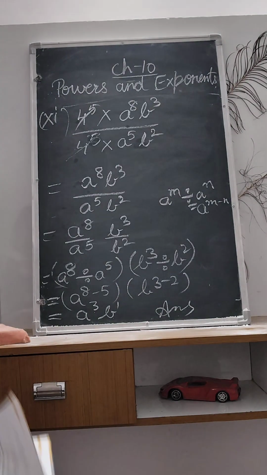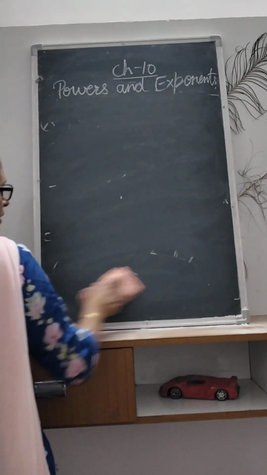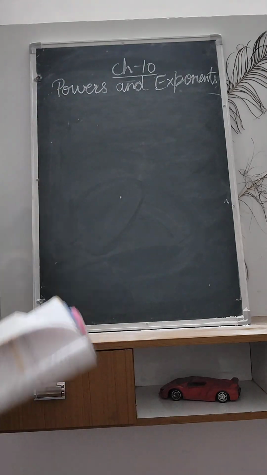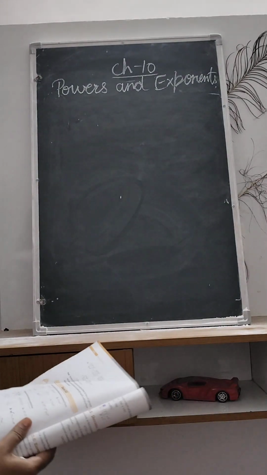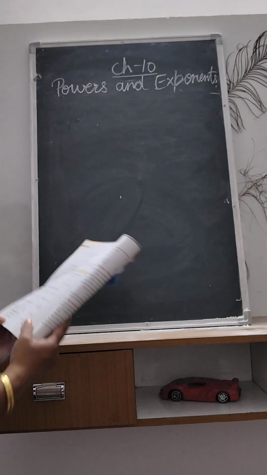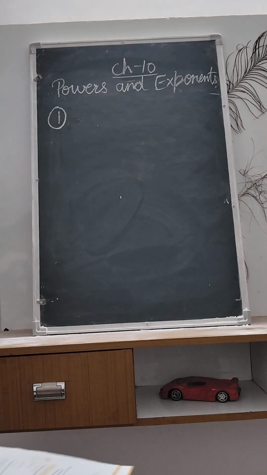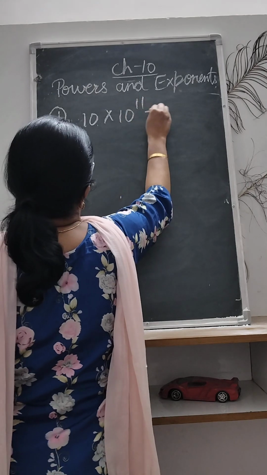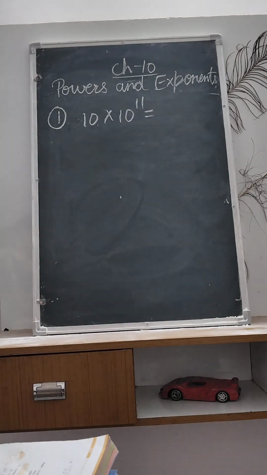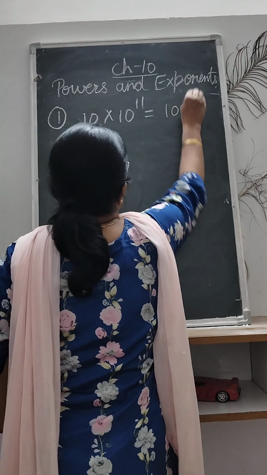Now question number 3. In question number 3 they have told to say true or false and justify your answer. Justify means we have to show whether it is true or false. So we have to see the left side and right side. If they come equal, then we can say that it is true, otherwise it would be false. It is written 10 into 10 raised to power 11 equals 100 raised to power 11.